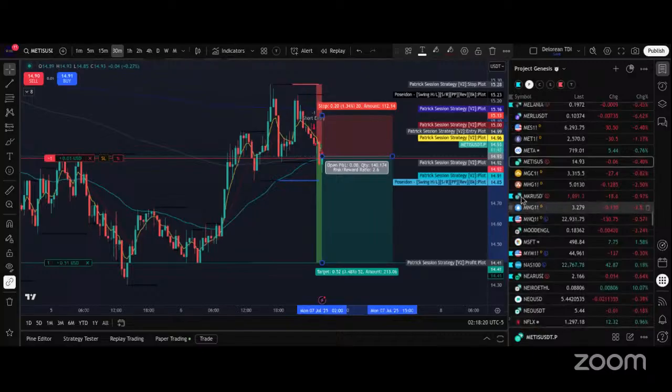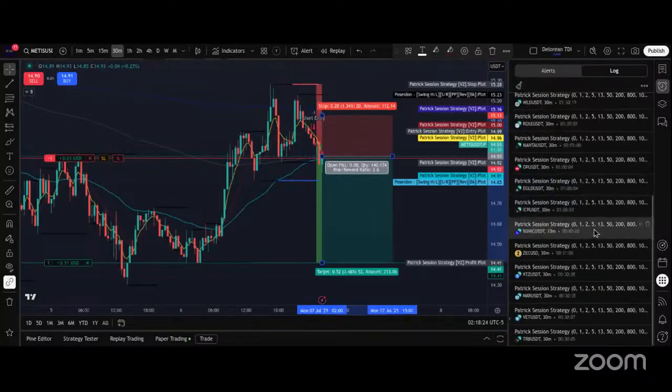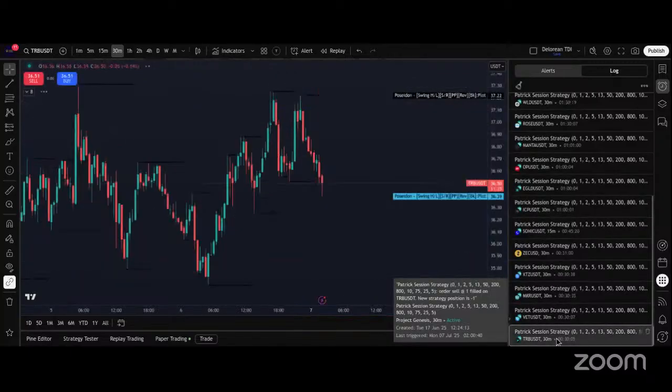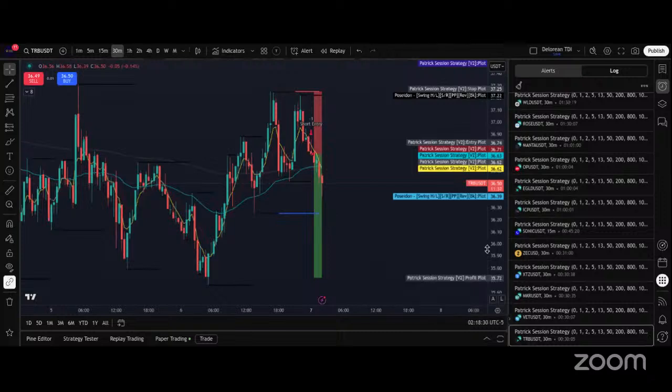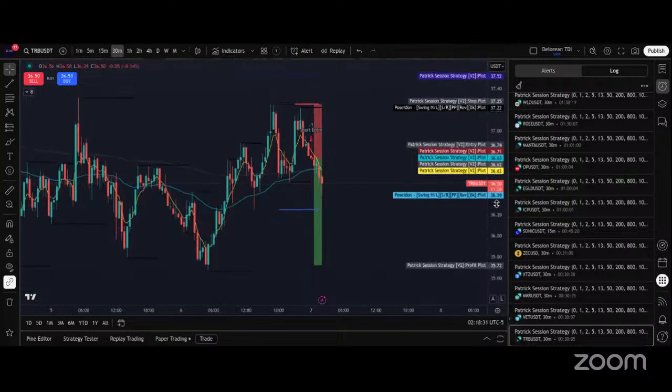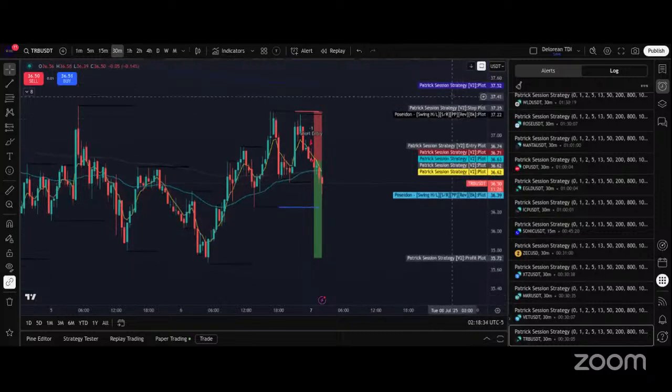We've got TRB versus Tether. This trade is no longer valid. We have blue on the top, aqua in the middle, gray on the bottom. That's consolidation.